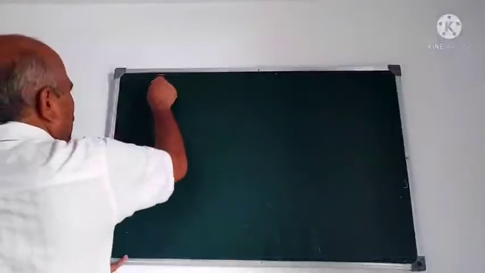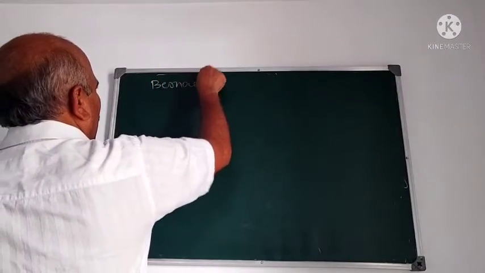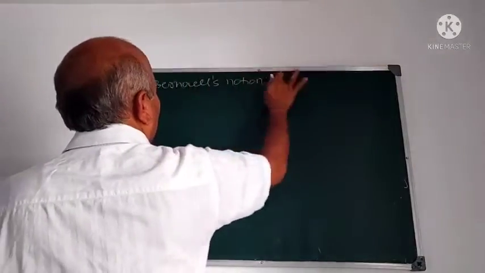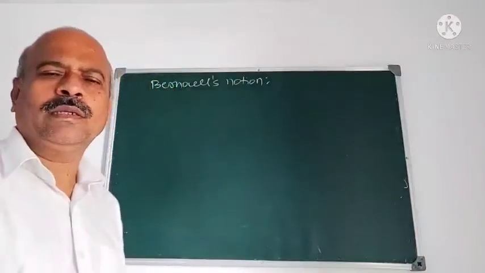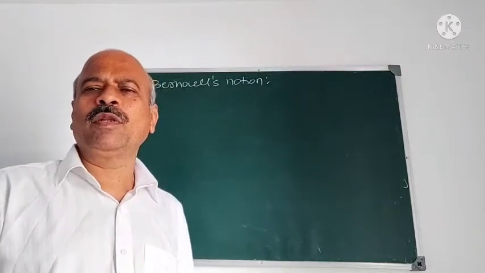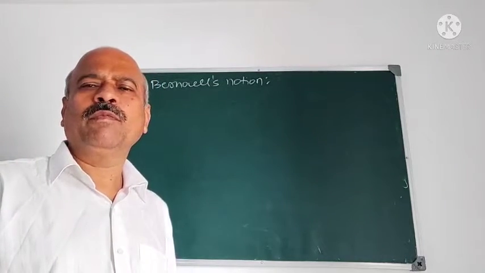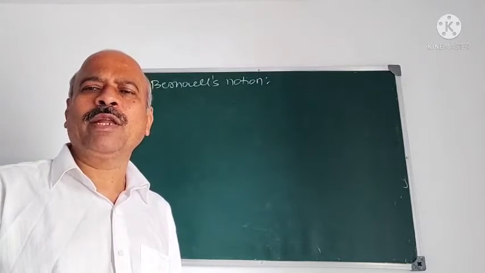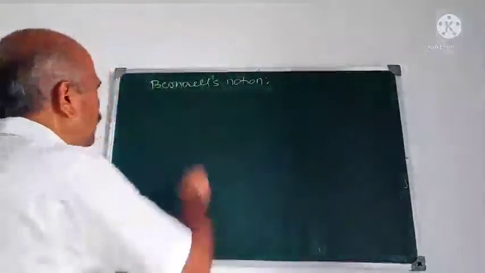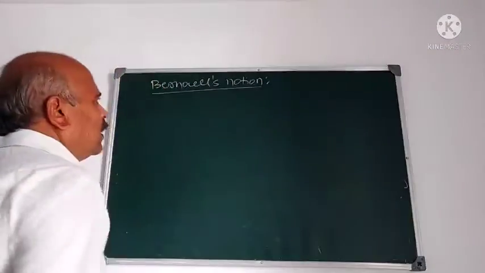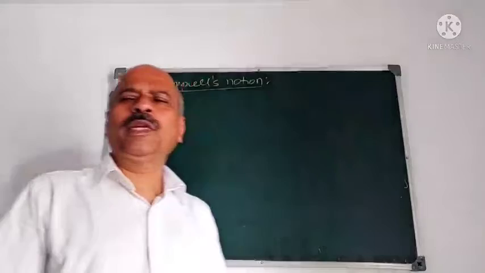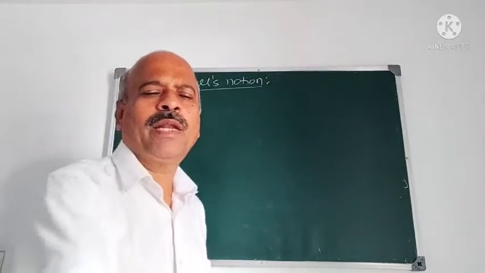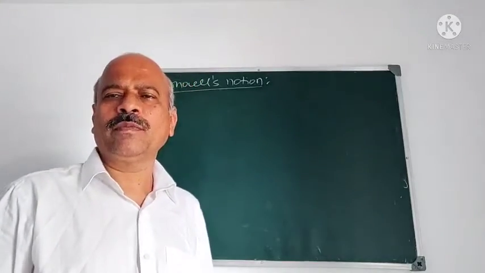Next is Bernoulli's notion. Bernoulli's notion can be applied to human population, to calculate bacteria population, or to find the half-life period of radioactive elements. Now, what is Bernoulli's notion? The question is: explain what Bernoulli's notion is and how it can be applied to the human population.